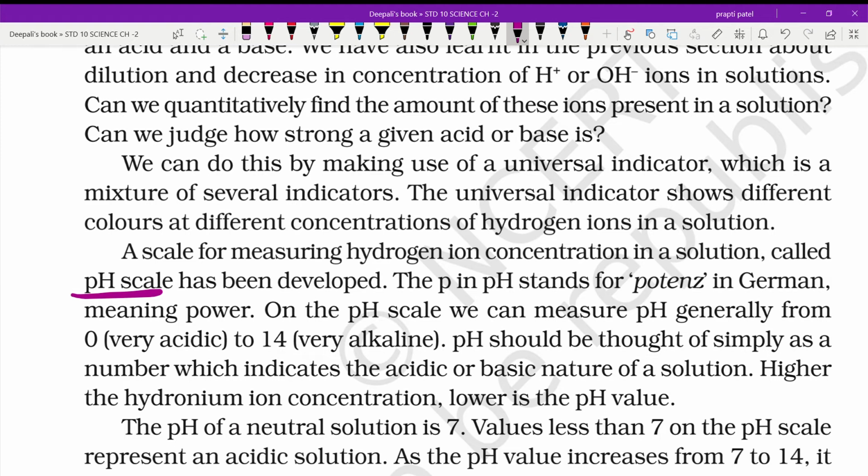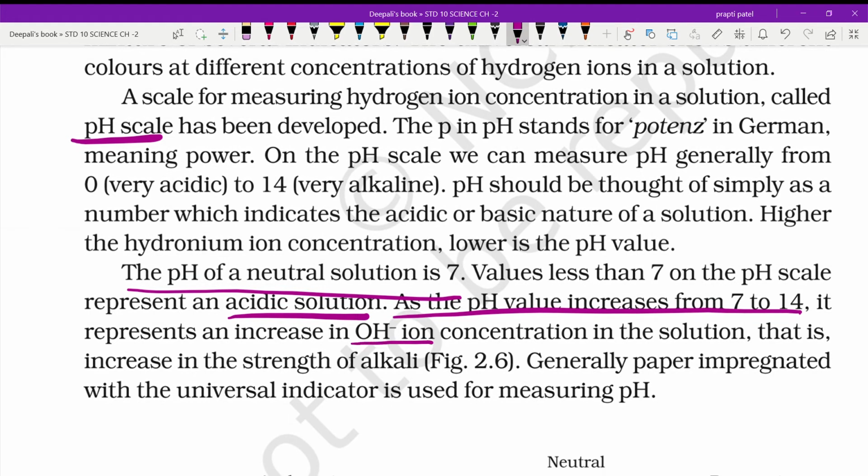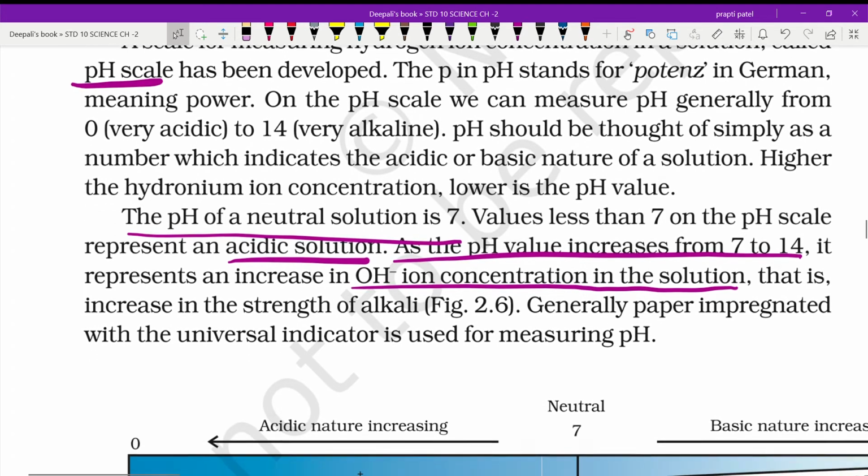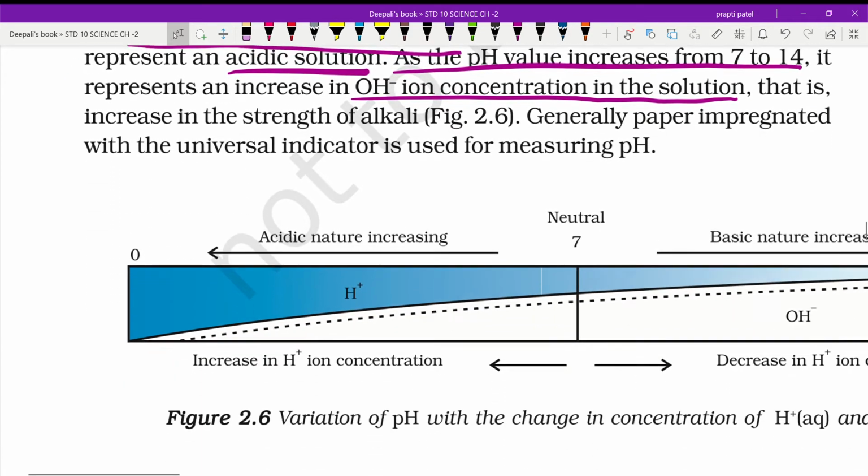The higher the hydronium ion concentration, the lower the pH value. The pH of a neutral solution is 7. A value less than 7 on the pH scale represents an acidic solution, and the pH value increasing from 7 to 14 represents an increase in OH minus concentration in the solution, that is, an increase in the strength of the alkali or the base. Generally, paper impregnated with universal indicator is used for measuring pH.